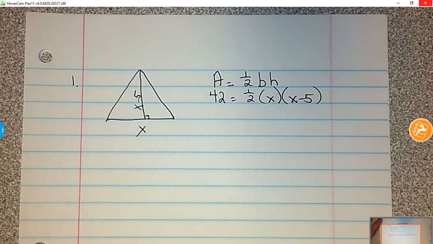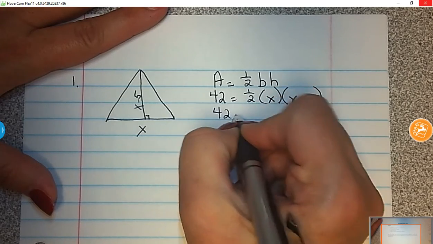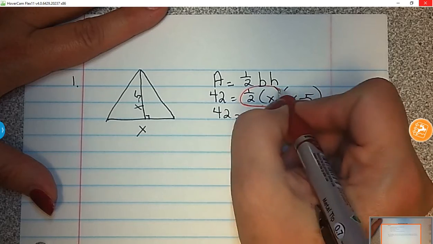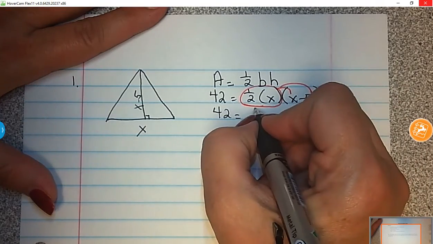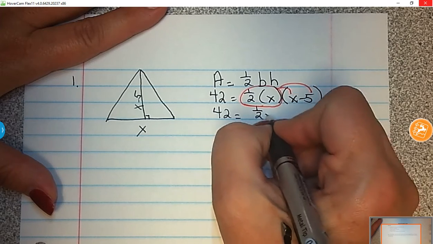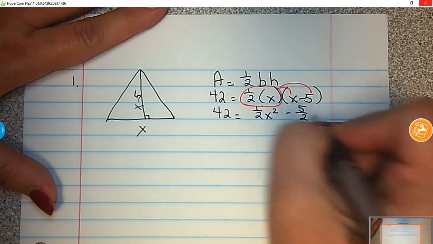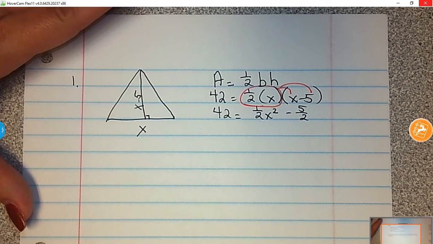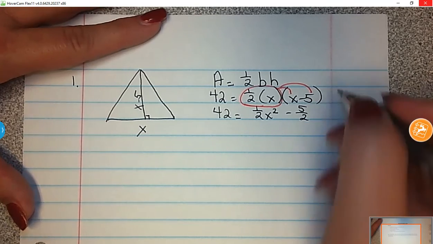I'm going to start out on the right side. I'm just going to go ahead and distribute my 1/2 x to everything here. So that's going to give me 1/2 x squared minus 5/2 x. And then I really don't want to deal with fractions with this.